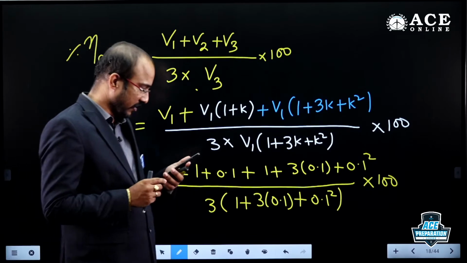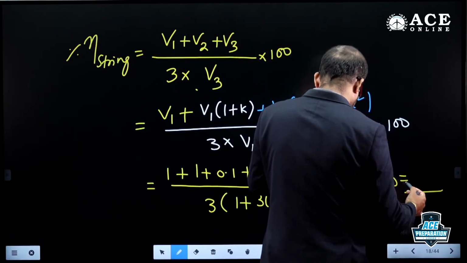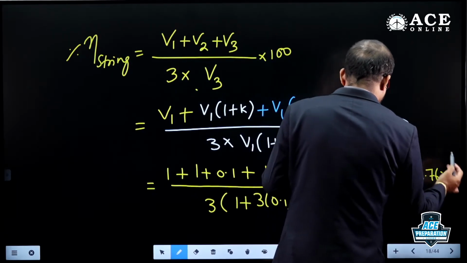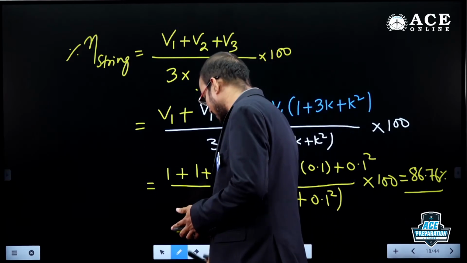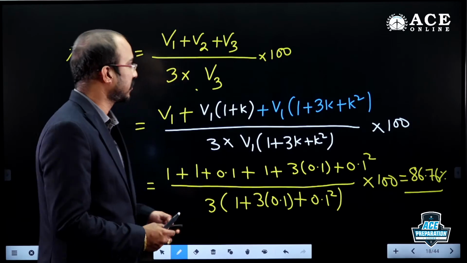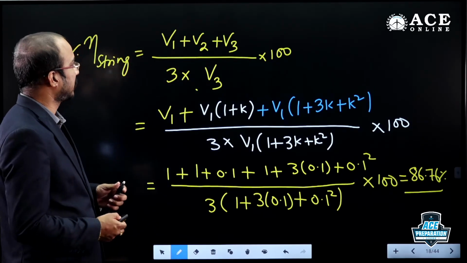How much do you get? I think you will be getting it as 86.76%. So the string efficiency is how much? 86.76%. Okay. Now let us move to the next question.